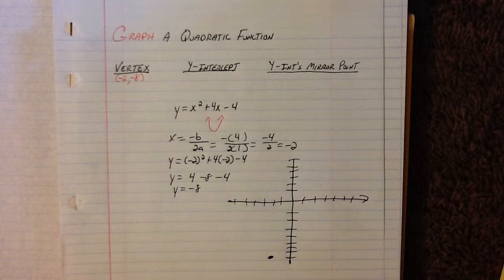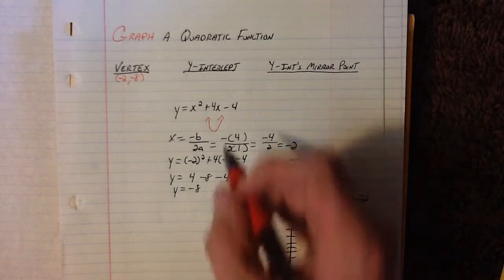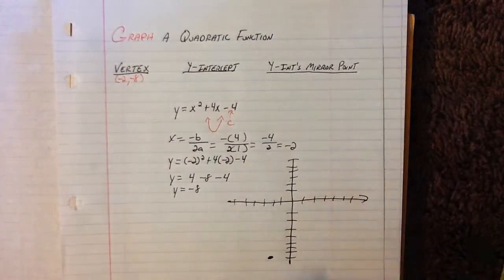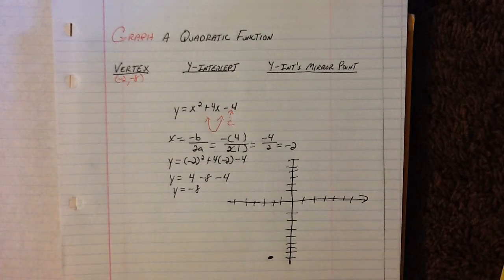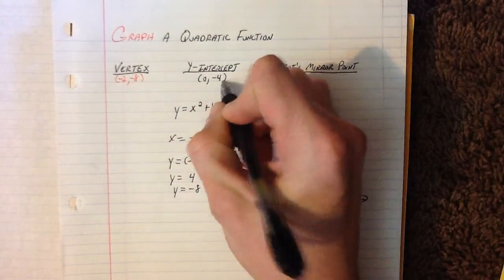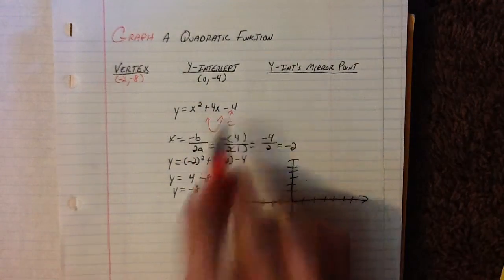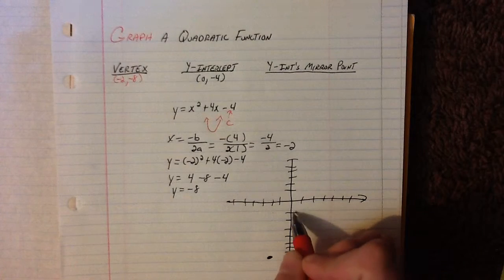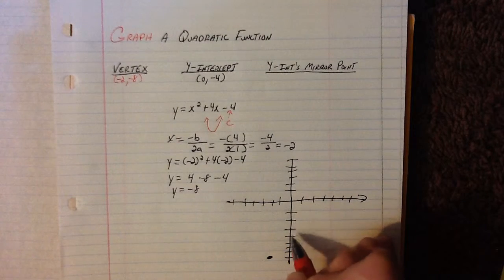Now I need to find the y-intercept. There's really no mathematics to be done here, you just have to know what you're looking for. The y-intercept is your c value in the equation, the number at the back without the x. So the y-intercept is going to be located at 0, negative 4, because our c value is negative 4. That's down the y-axis at 1, 2, 3, 4.